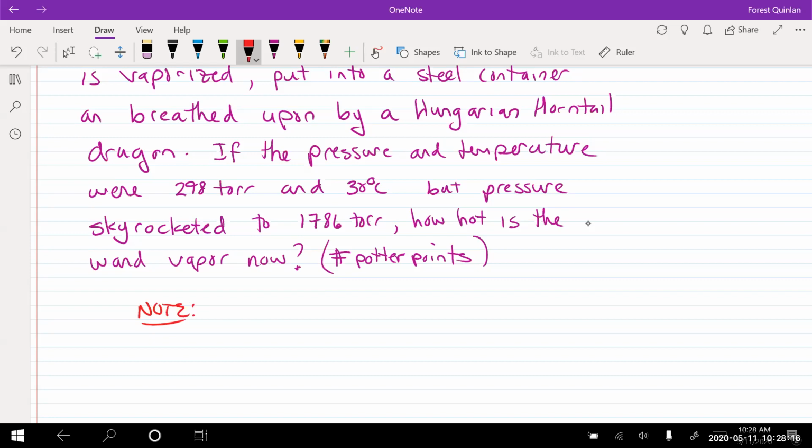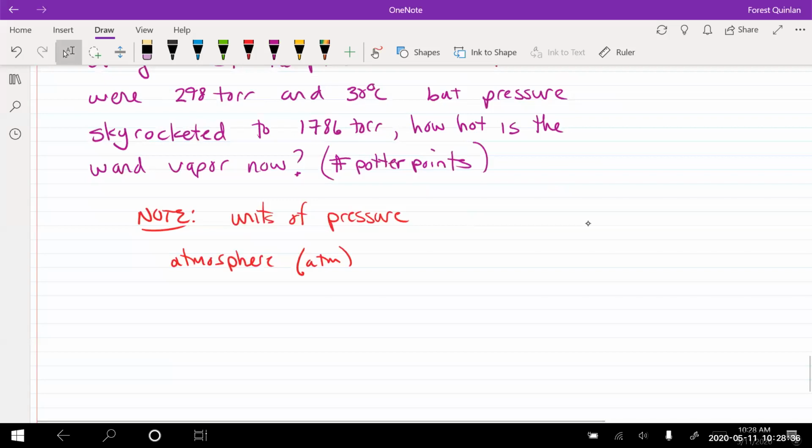Note. So we have units of pressure. There are many. We already have the atmosphere. We're pretty okay with that. We have the pounds per square inch.